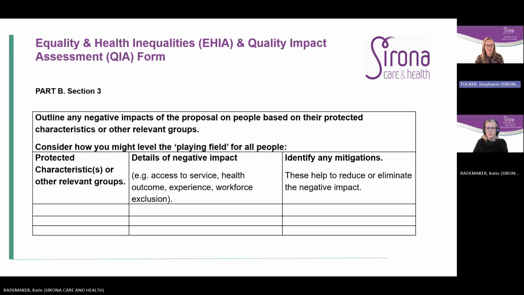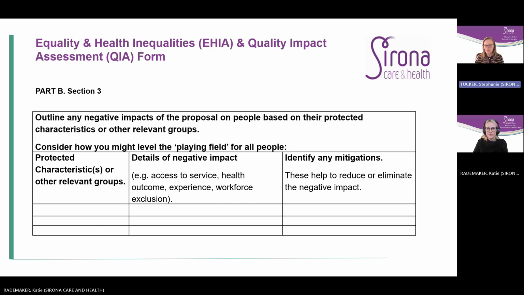We now move to Part B, Section 3. This is where you share more detail around the negative impacts you identified further up. This is important so you can consider how you might level the playing field for all people. Name the affected group, describe the negative impact and add in what you're going to do to reduce or eliminate the negative impact.